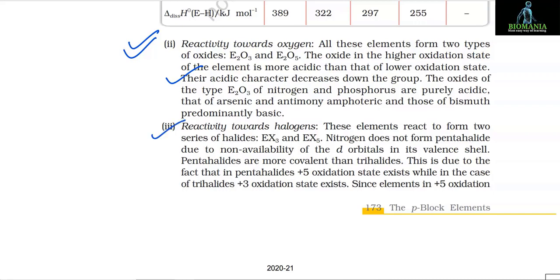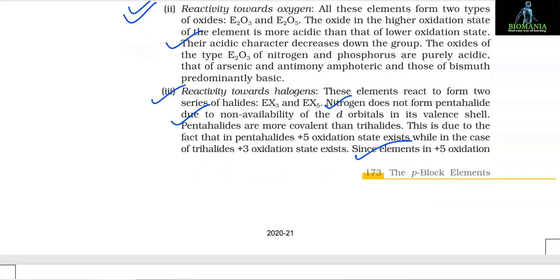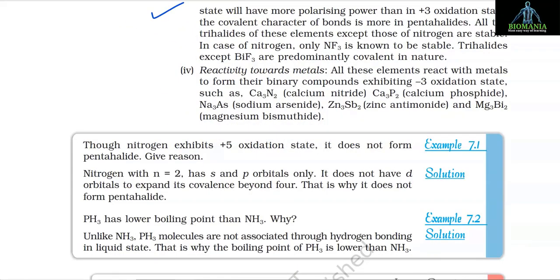Number 3. Reactivity towards halogen. These elements react to form two series of halides, EX3 and EX5. Nitrogen does not form pentahalide due to non-availability of d orbitals in its valence shell. Pentahalides are more covalent than trihalides. This is due to the fact that in pentahalides the +5 oxidation state exists, while in the case of trihalides the +3 oxidation state exists. Since elements in +5 oxidation state will have more polarizing power than in +3 oxidation state, the covalent character of bonds is more in pentahalides.